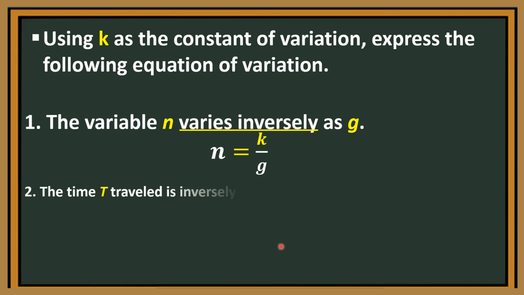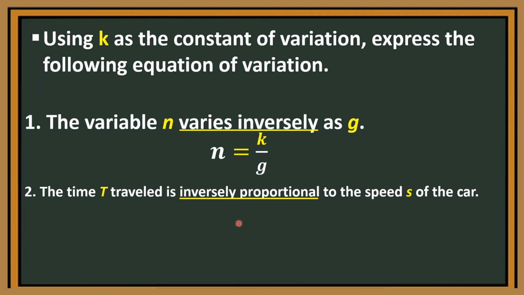Let's have another. The time t traveled is inversely proportional to the speed s of the car. So, the keyword is inversely proportional. Let us translate that or write the equation. T is equal to k over s, wherein k is constant.